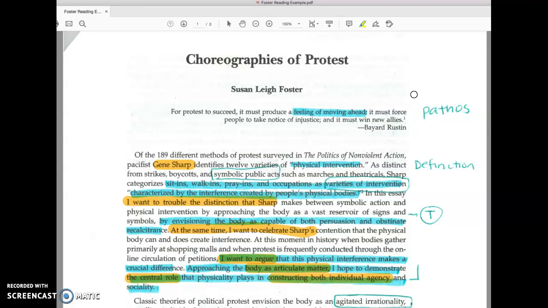You do not have to do this for every page, but I would definitely encourage you to take the time with the introduction and the conclusion, as well as dig into at least one or two of her examples to understand where she's going.